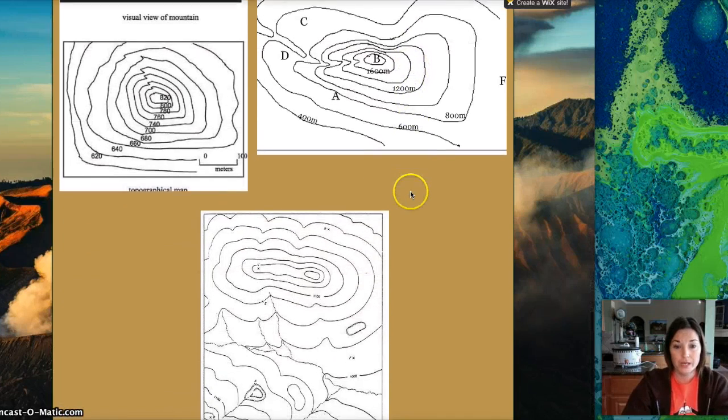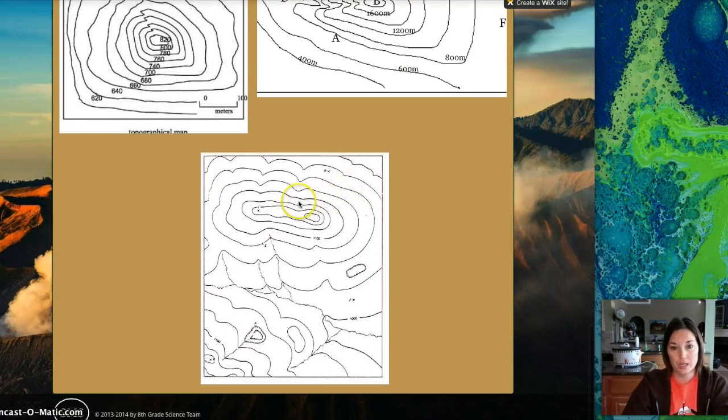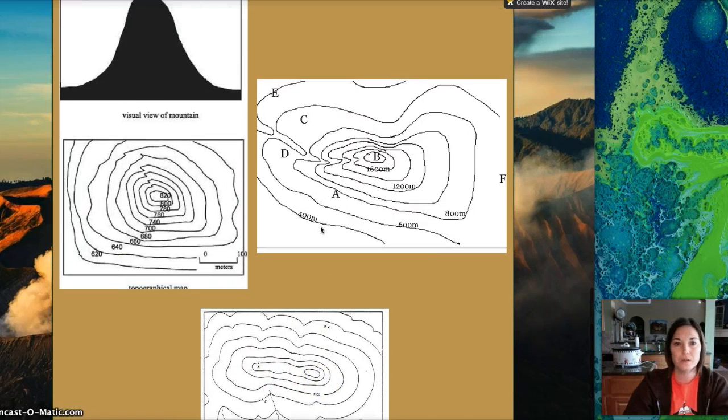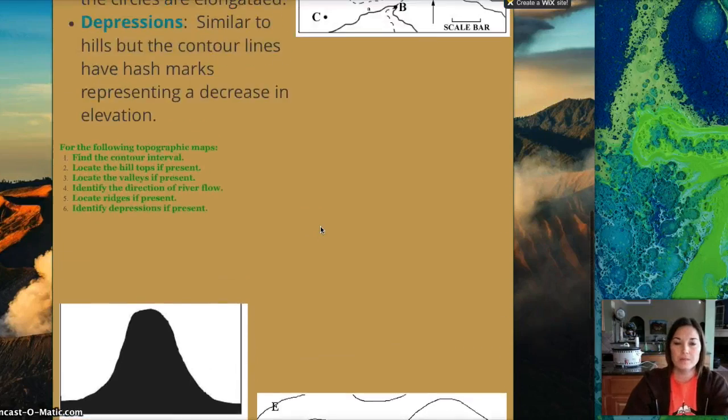So, oh, here's a ridge. This is a good picture of a ridge. You can kind of see the ridge here. It's more of a long, elongated oval, and then you've got a little hilltop here, but it's kind of on the top of a ridge. All right, we may have time to come back to that.